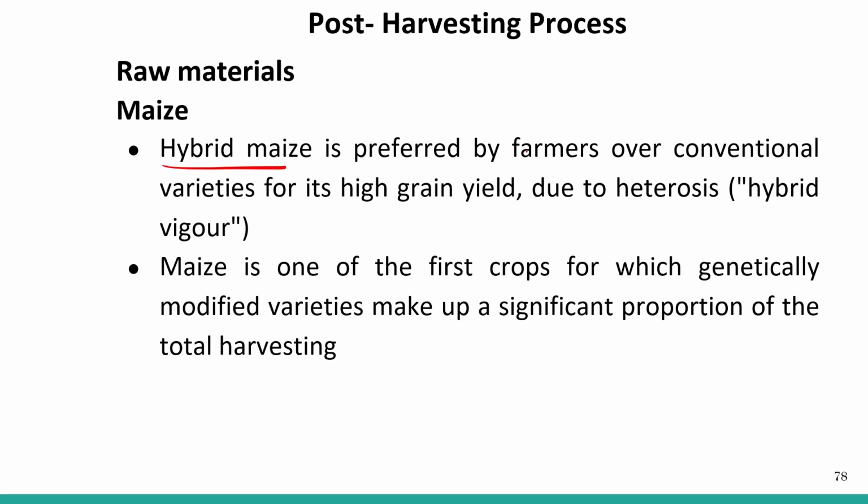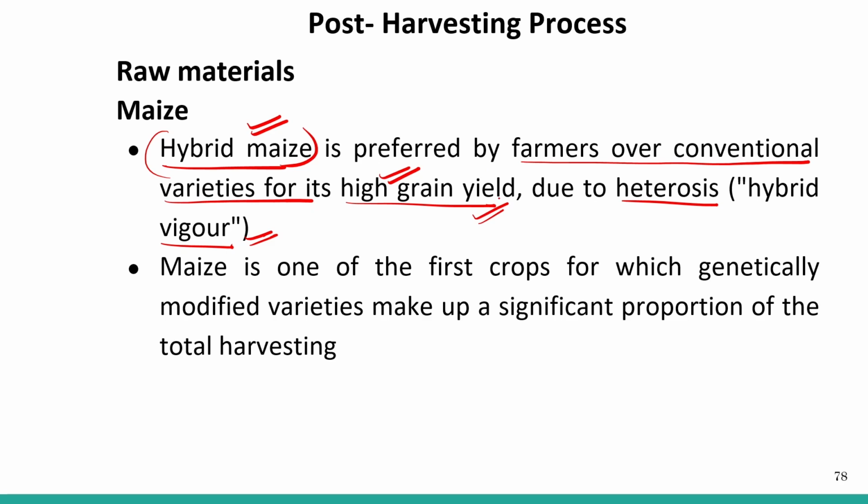Hybrid maize is preferred by the farmers over the conventional varieties for its high grain yield. So this hybrid maize produces high grain yield due to heterosis, that is hybrid vigor. Okay, so the grain yield is improved by the use of hybrid maize. Conventional varieties have grains but their yield is less, so for that we are using hybrid maize.